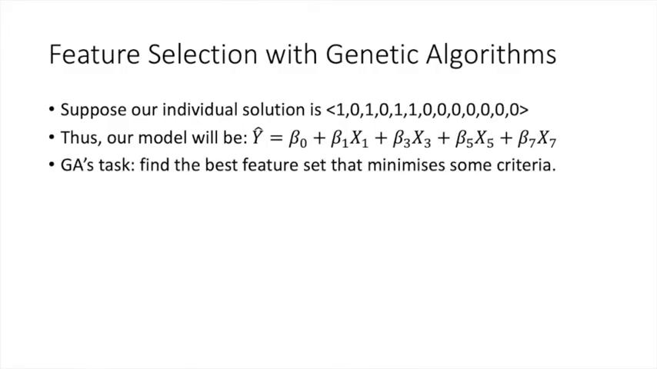Thereafter, the fitness function of the GA will call multiple linear regression to build a model with the selected features. It may be a good model or it may be a bad model.